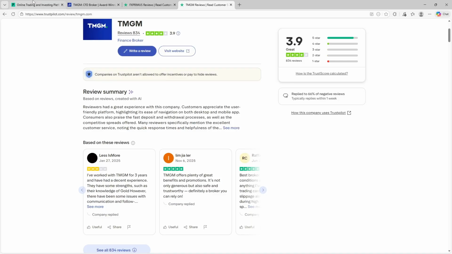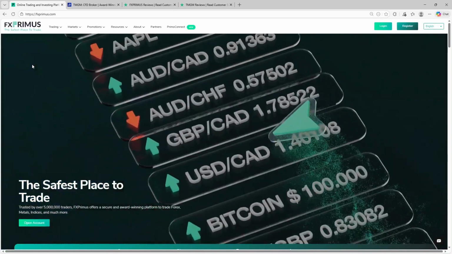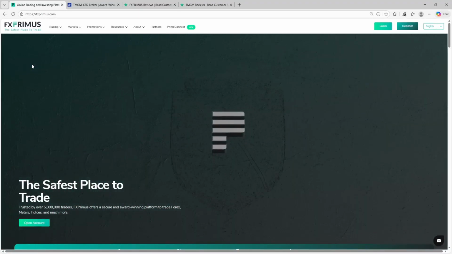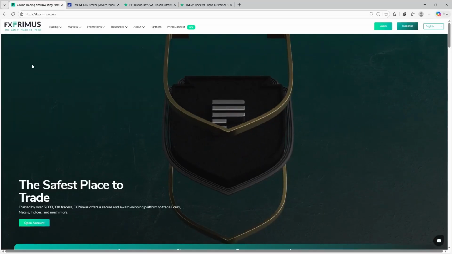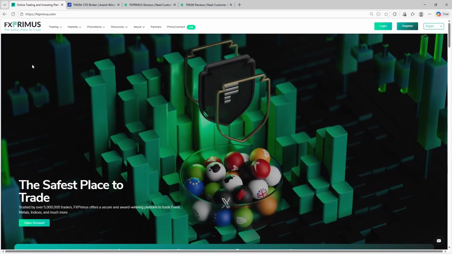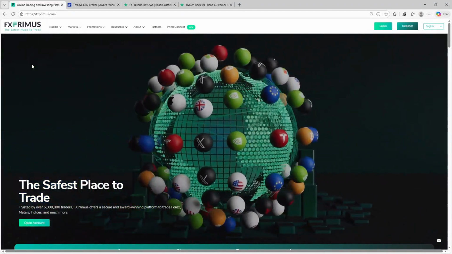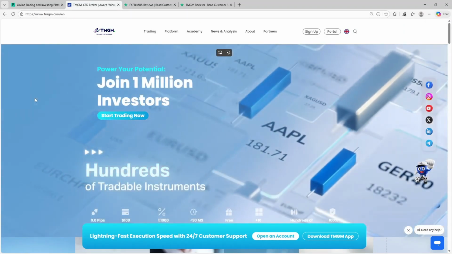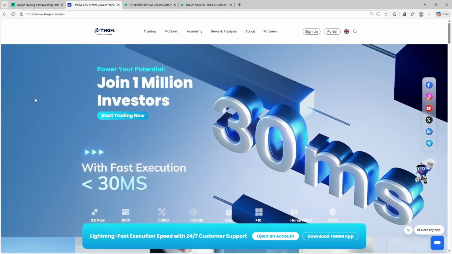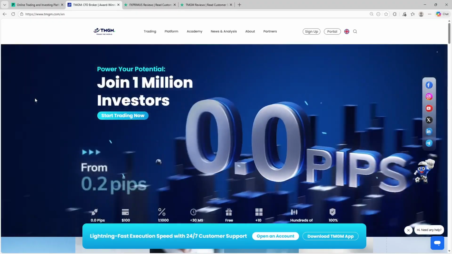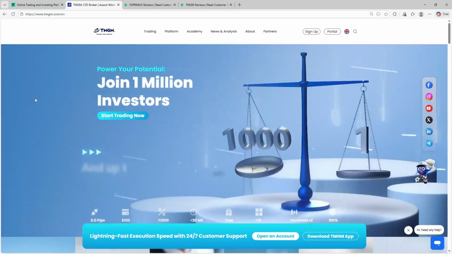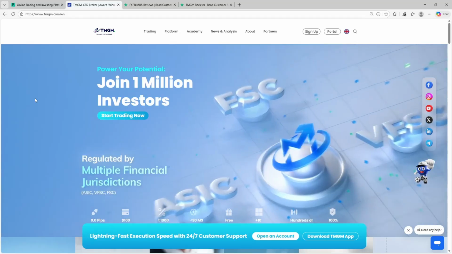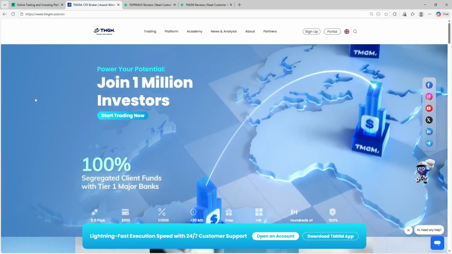Final takeaway: FXPrismus is better suited for traders who value structured account tiers, service-driven support, clear leverage frameworks, and a guided trading environment with defined expectations. TMGM is a stronger fit for traders who prioritize execution speed, competitive raw pricing, fast capital movement, and a performance-first infrastructure. Neither broker is universally better. The right choice depends on whether you prefer structured guidance or execution-focused efficiency.